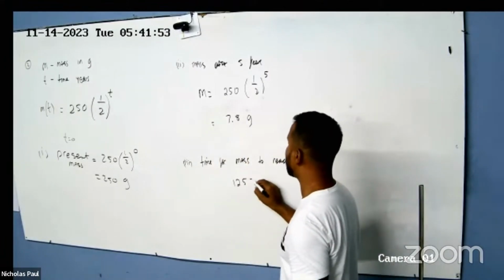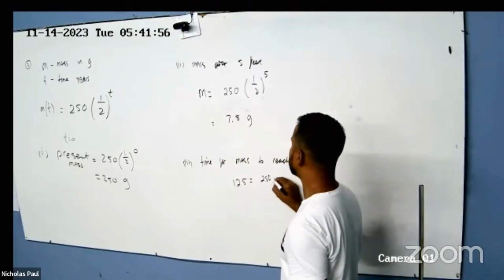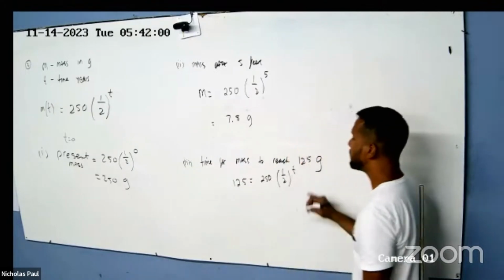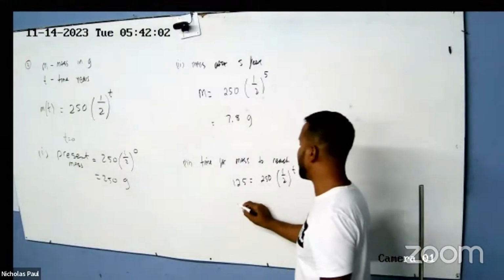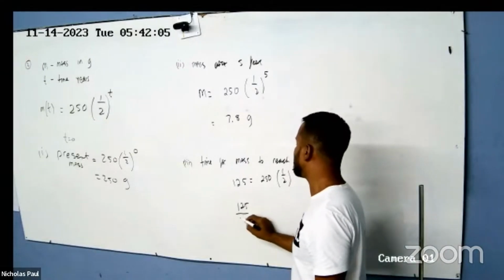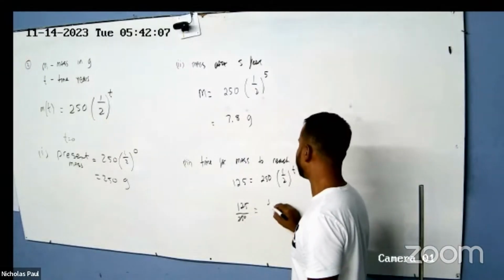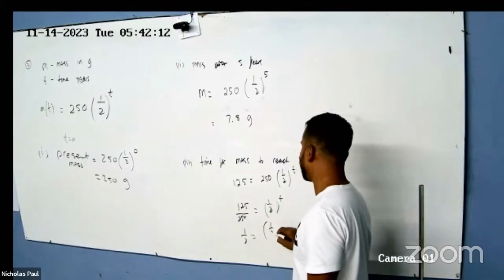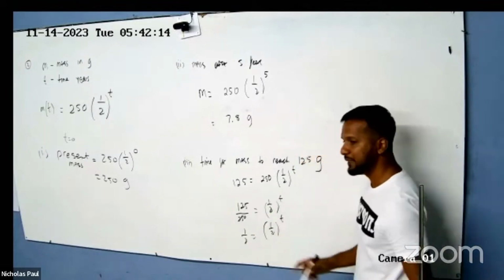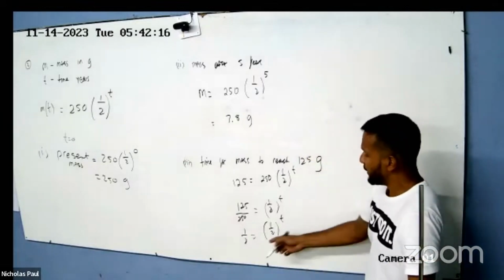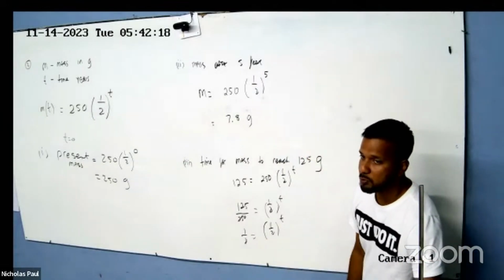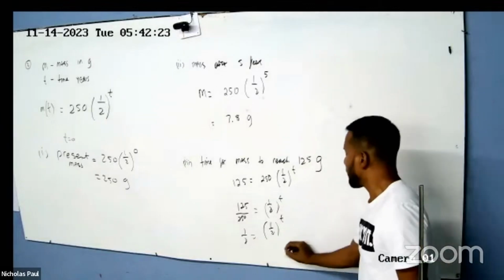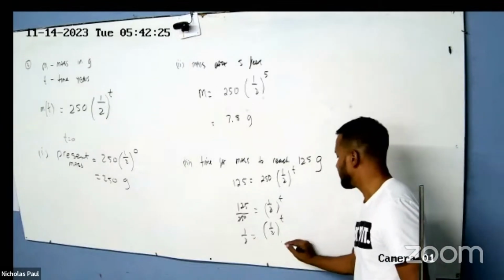Here's 125. Here is 250 by a half to the power of T. Because 250 here, you will get 125 on 250. It's a half. So a half is equal to a half to the T. So T is how much? T is 1. But let's just say it was a worse number, what would you have done? Take logs on both sides. There we go. Of course we could see it here that T is 1.